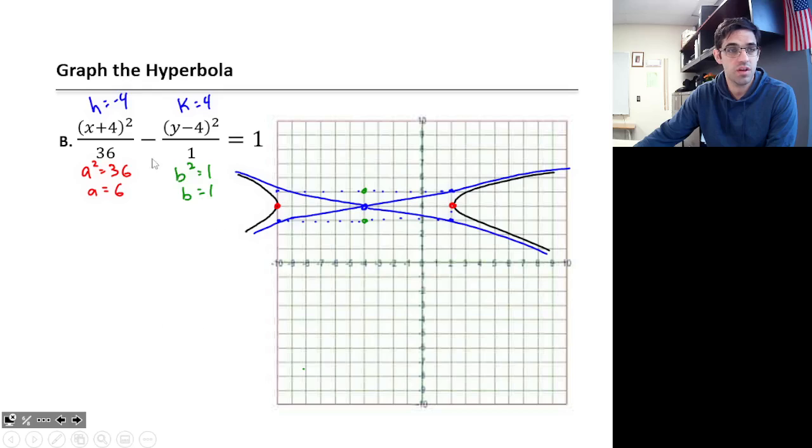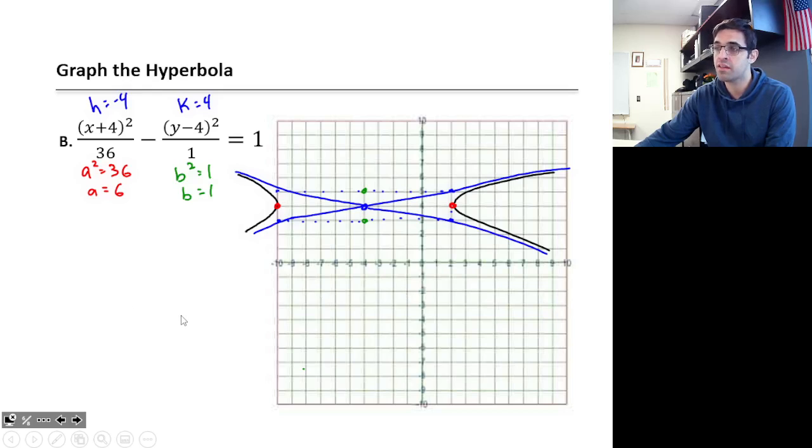Another example, we have an x squared minus y squared template, so I know it's going to open left and right. We can find our center. Because it opens left and right, I'm going to add or subtract 6 to get the vertices. I'm going to go up or down 1 to get the covertices, and then from there I can get my asymptotes and then sketch my hyperbolas through each vertex accordingly.